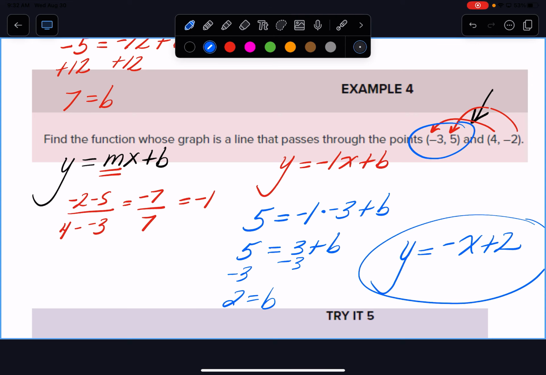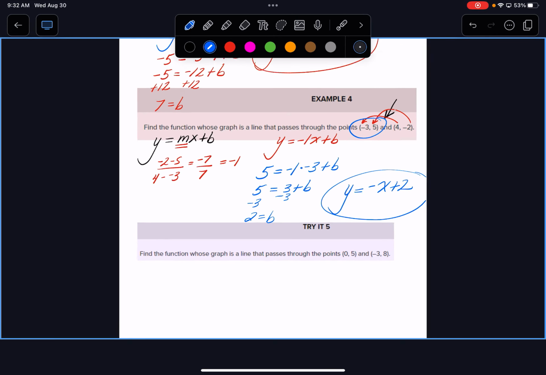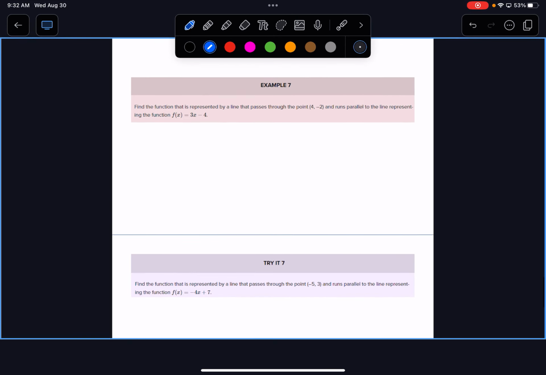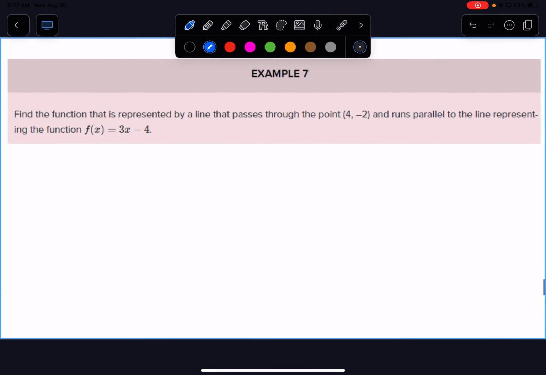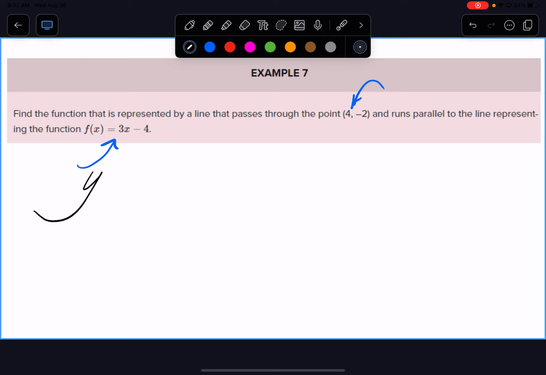Okay, now what if they use the words parallel, perpendicular? Like, read this one with me. I only have 2 more examples and I'll let you work on homework. It says, find the function that is represented by a line that passes through this point and runs parallel to this line. So you would say to yourself, they want an equation of a line. That's y equals mx plus b. Always start with the slope. What is our slope? It's 3.